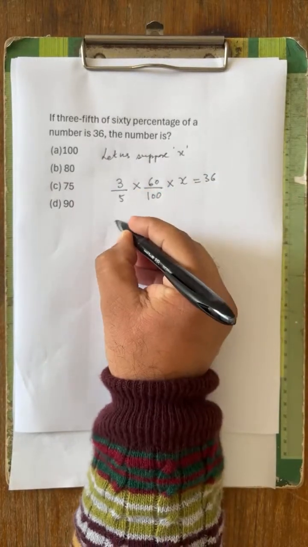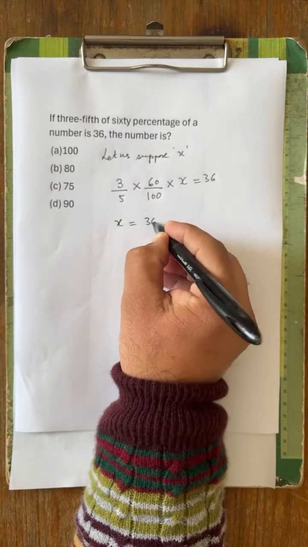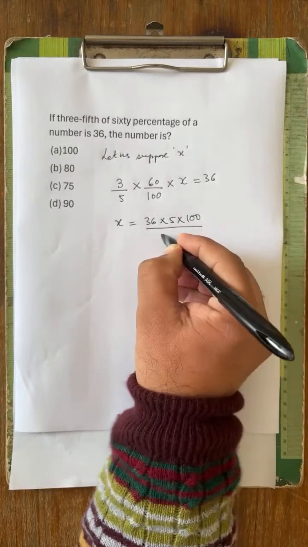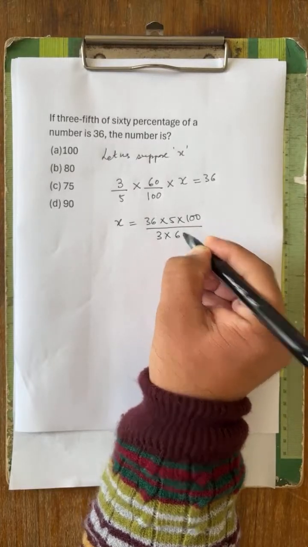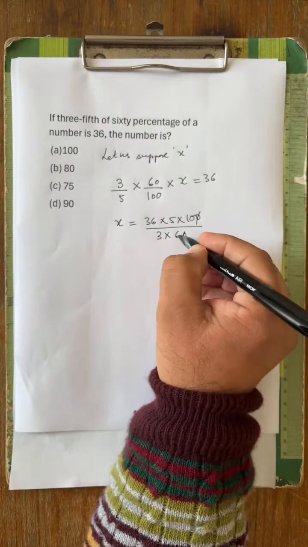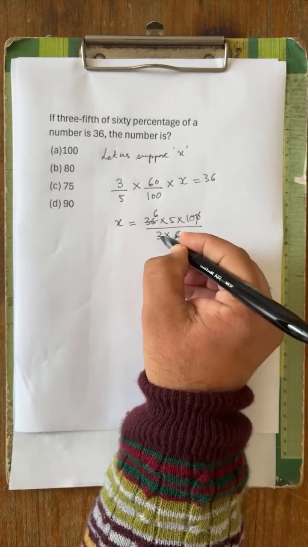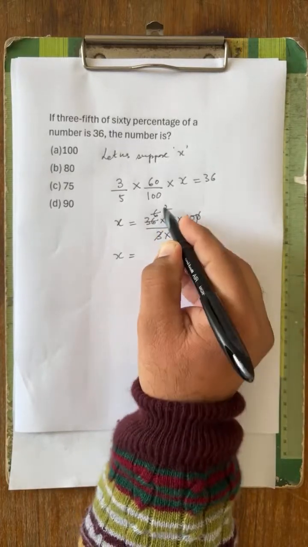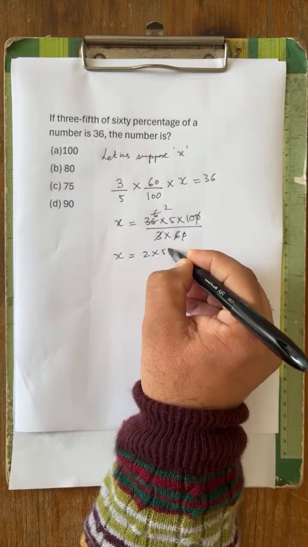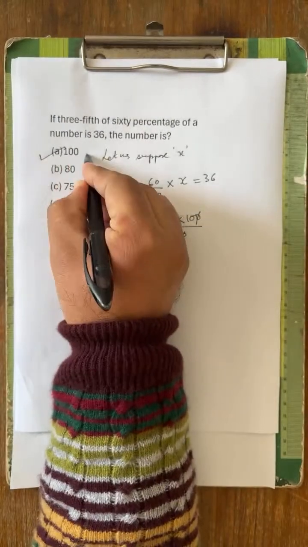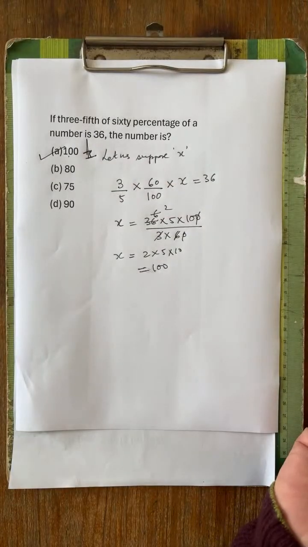So we will be shifting. x will be equal to 36 into 5 into 100 upon 3 into 60. Now this cancels, 0 cancels with 0, 6 sixes are 36, 3 twos are 6. We are left with x is equal to 2 into 5 into 10, that is 100. So 100 will be our answer. Option A will be our answer.